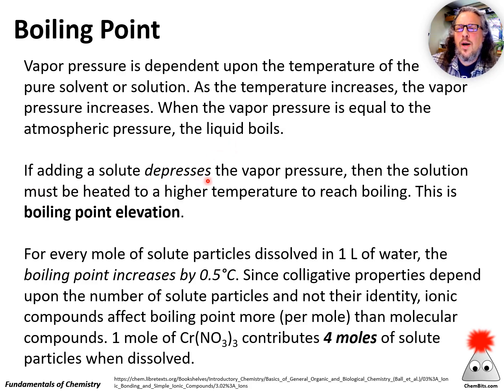If I'm depressing the vapor pressure by adding a solute, then I must have to heat that solution more to get it to its boiling point, to get it to the place where the vapor pressure is equal to the atmospheric pressure. So when a solute is added, the boiling point is elevated. That's boiling point elevation. You may have practiced this in the kitchen, especially if you're making candy, like hard candy or caramel. When you add a bunch of sucrose to water, the boiling point goes up and up and up as you add more solute, more sugar, to the mixture.